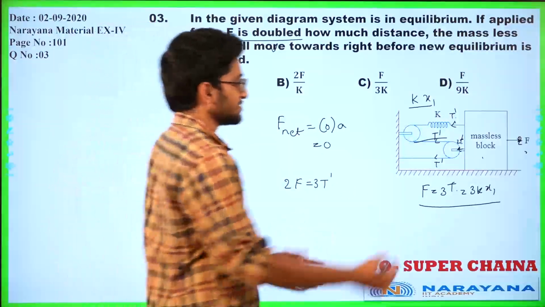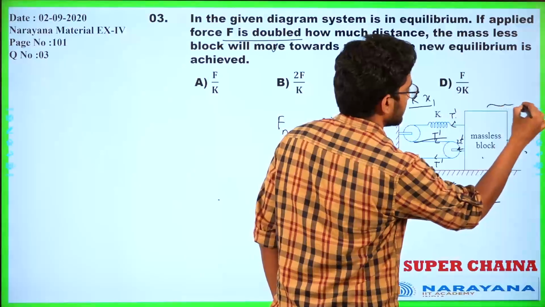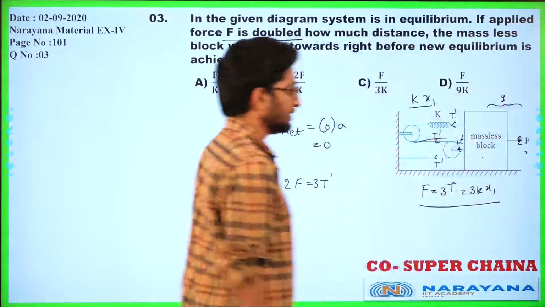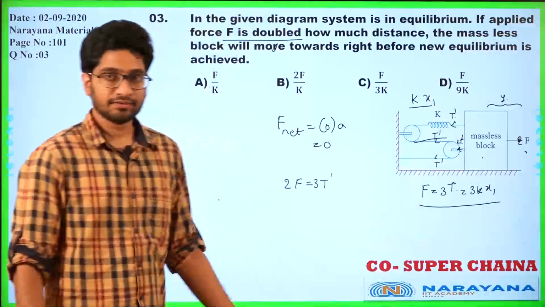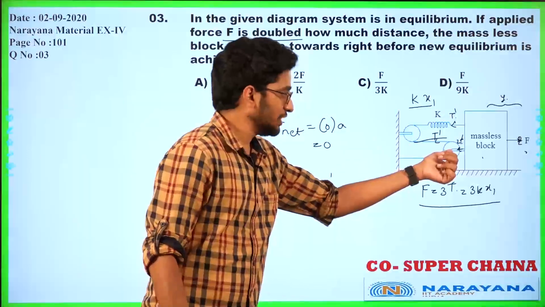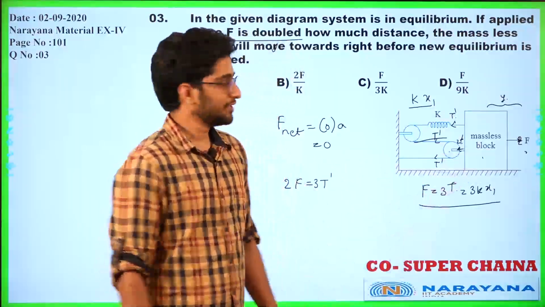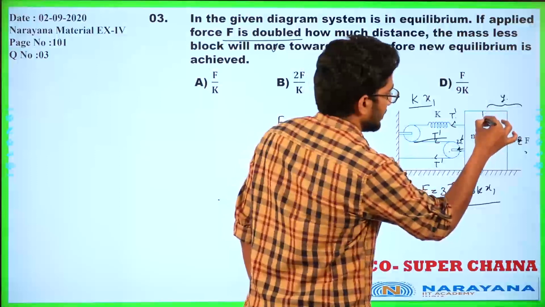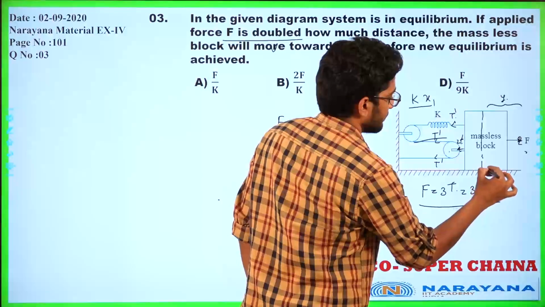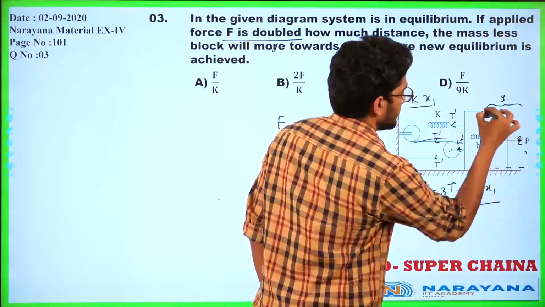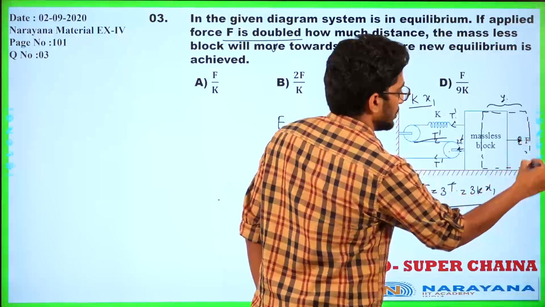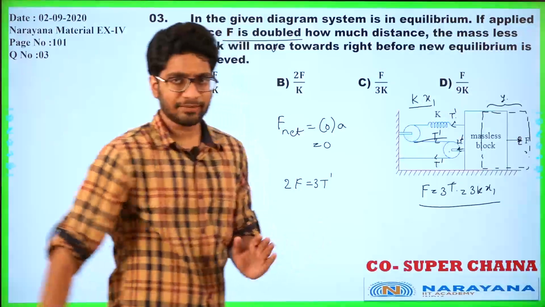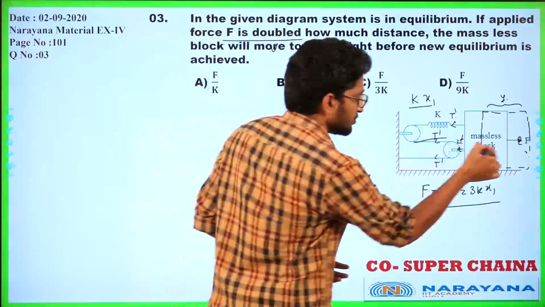And let's say this has moved forward by a distance y. So if that moves by a distance y, by how much distance does this pulley move? The pulley also moves by a distance y, right? I am drawing the new position here. So this would be the new position of the block if it moves a small distance y. Now the pulley also moves by distance y.